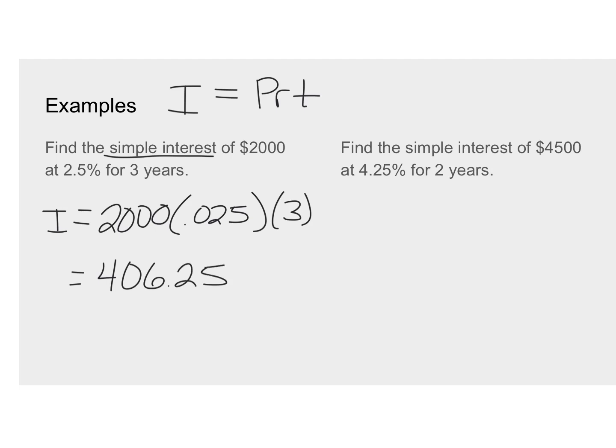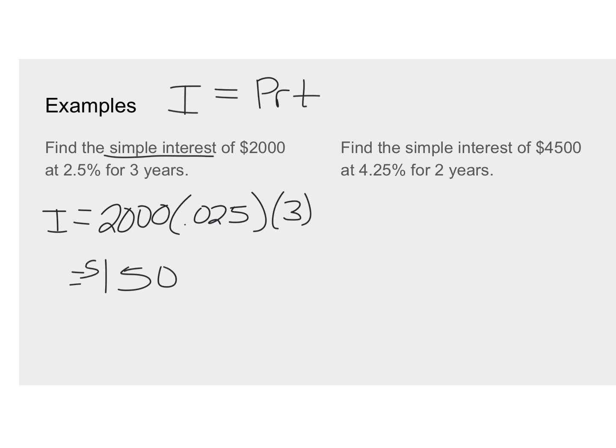$406.25. What? Does anyone agree? It's okay. What is it? Oh, you said $150. That's what I got too. Yes, same, 150. Let's talk about it, because it is easy to make a mistake in your calculator. So you're going to type 2,000 times 0.025 times 3 to get your 150.